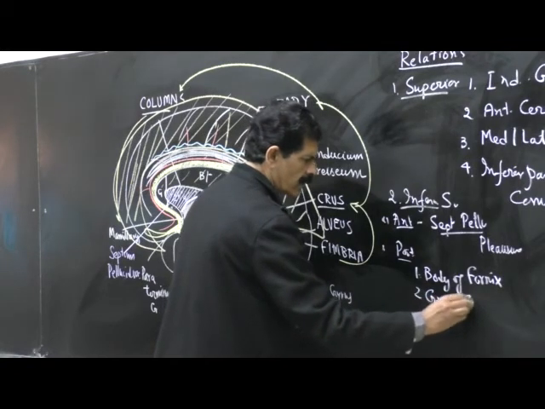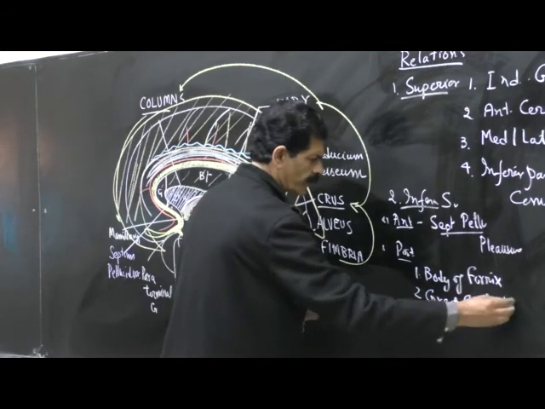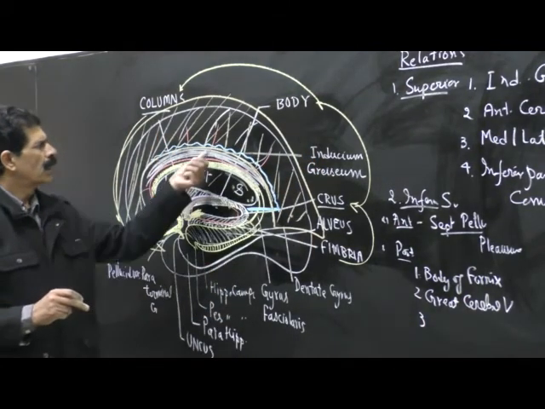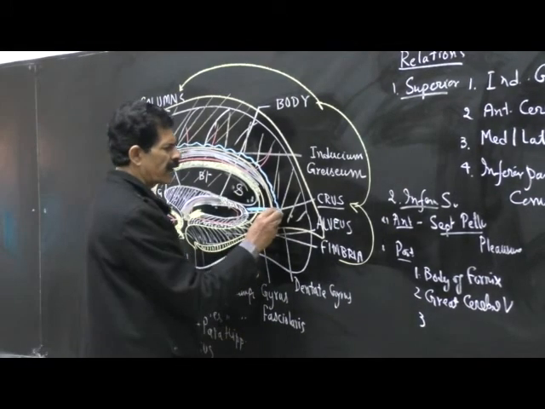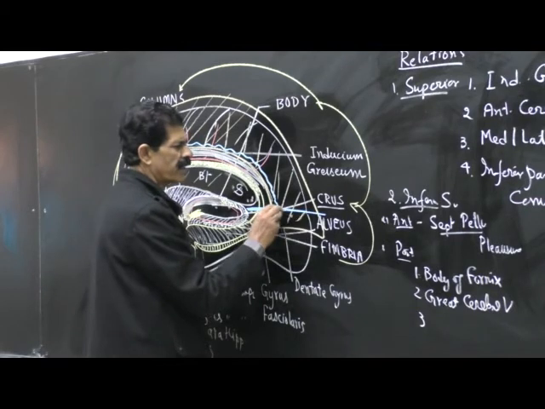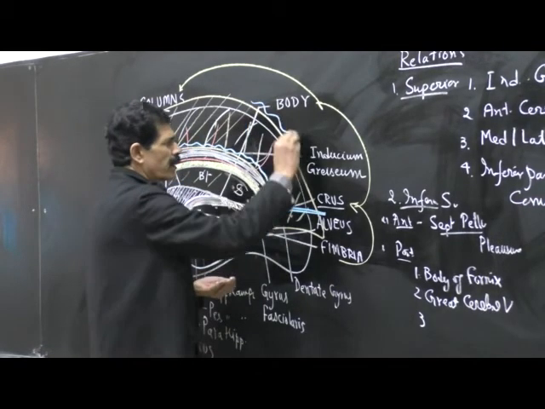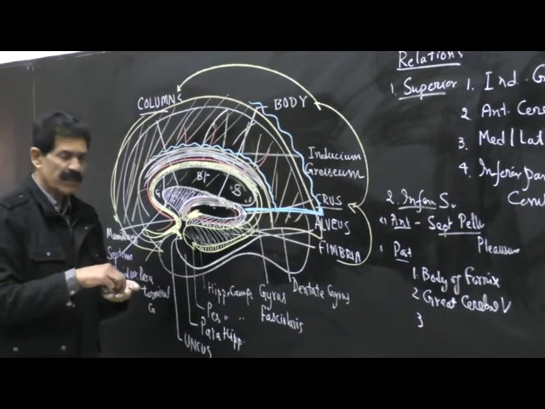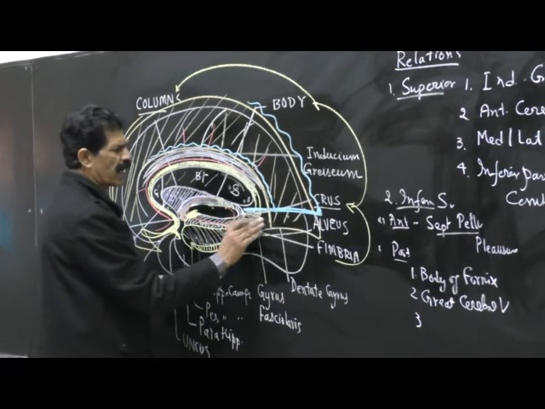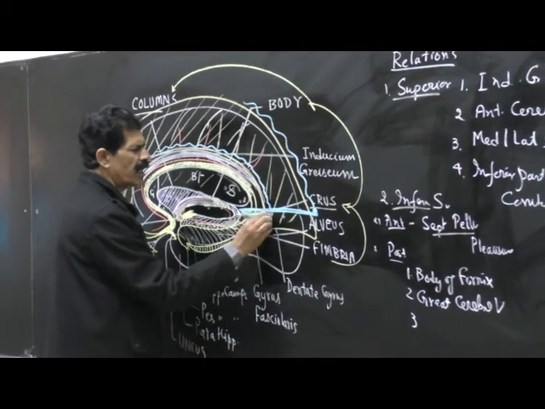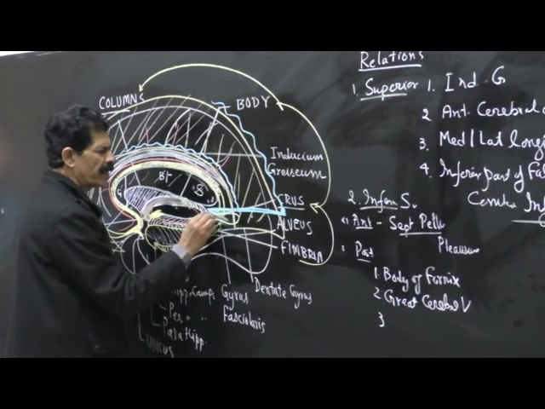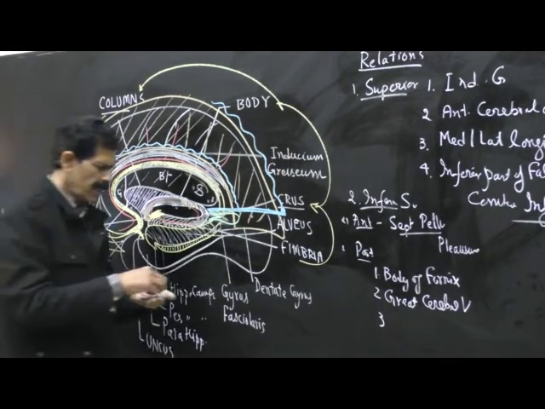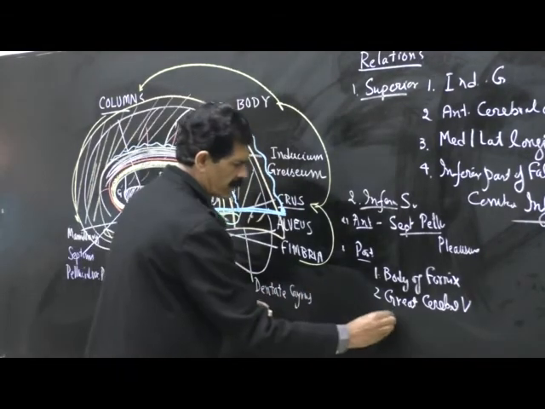The great cerebral vein opens into the inferior sagittal sinus, and after meeting, what do they form? They form the straight sinus, which meets the superior sagittal sinus. Then below the splenium, one thing more is present, and that is the pineal gland. The root of the pineal gland lies just below the splenium of the corpus callosum.